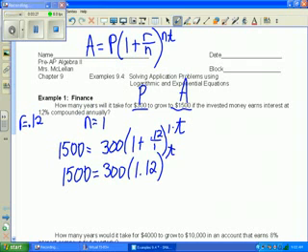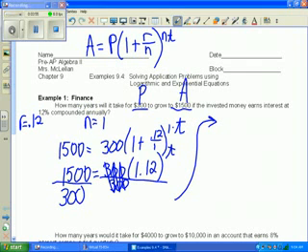No, do not log it at this point because, and this is a very common mistake, only 1.12 is raised to the t power. 300 is not. Therefore, you have to get rid of the 300 first. So divide by the 300 first before you log it. When you log it, that's just when you have only the exponent left over there. Okay, so now what I have is 5 equals 1.12 to the t.